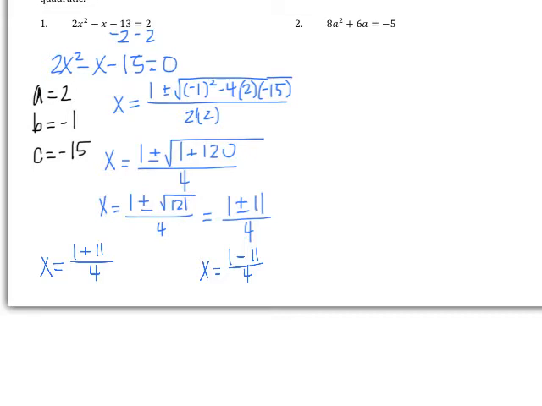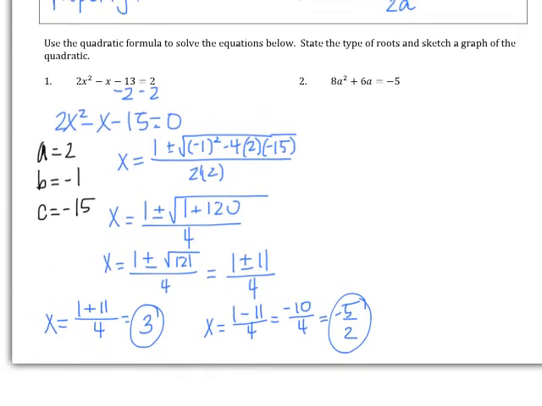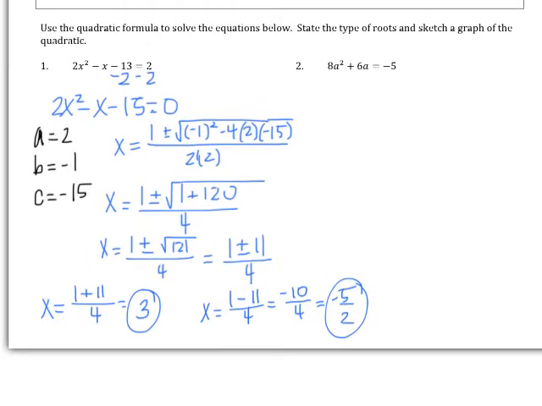1 plus 11 would be 12, divided by 4 would give us 3. 1 minus 11 would be negative 10 divided by 4, which would be negative 5 halves. So our two answers here are 3 and negative 5 halves. We're not going to do the part about sketching the graph, but we will go ahead and talk about the type of roots. Since we got these two answers, 3 and negative 5 halves, we got 2 real roots. These are our 2 real roots.